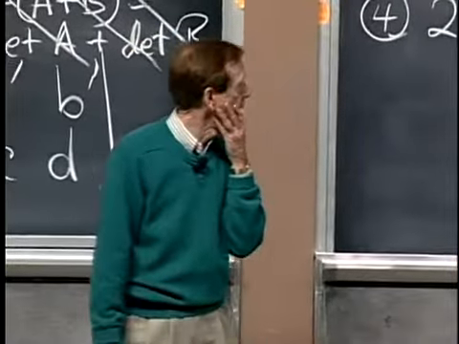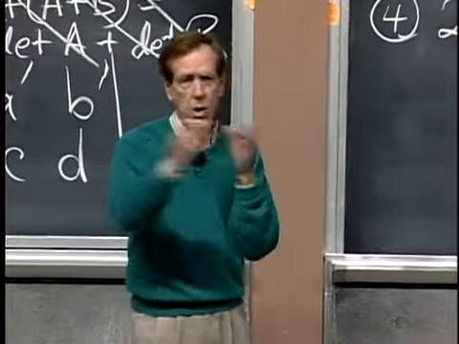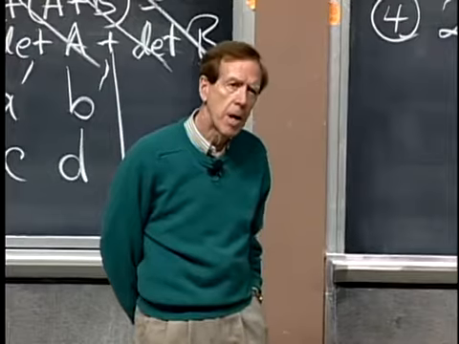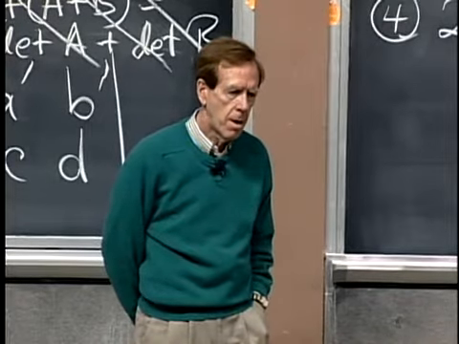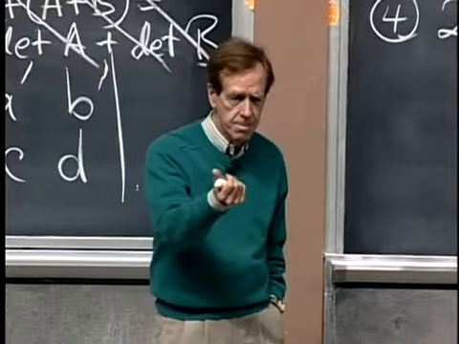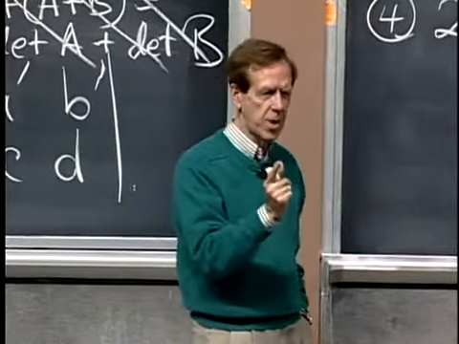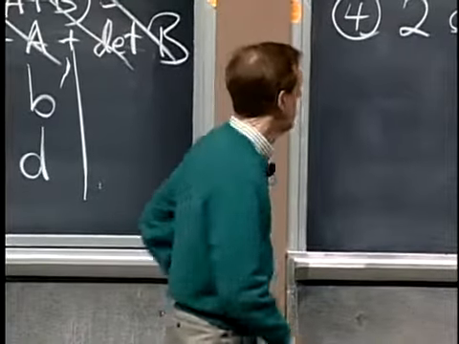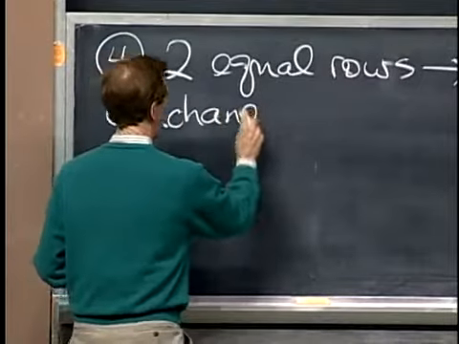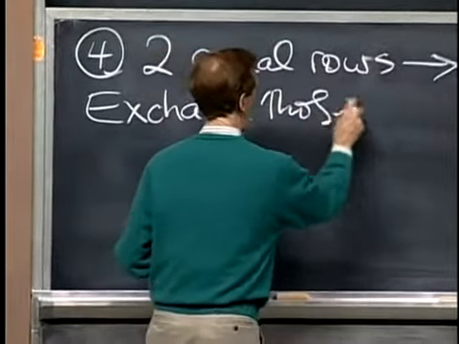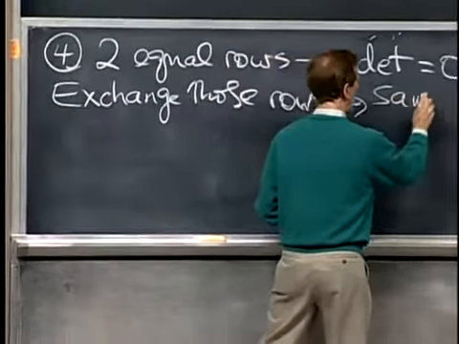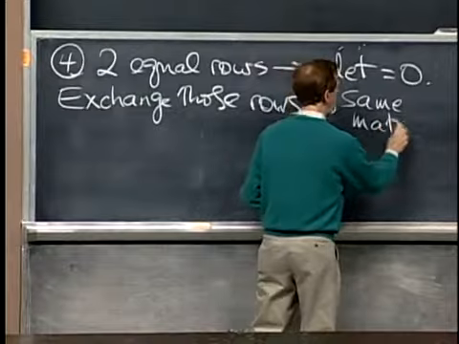Okay, so suppose I have a matrix, and 2 rows are equal. How do I see that its determinant has to be 0 from these properties? I do an exchange. Property 2 is just set up for this. Use property 2. Exchange those rows. And I get the same matrix. Of course, because those rows were equal.